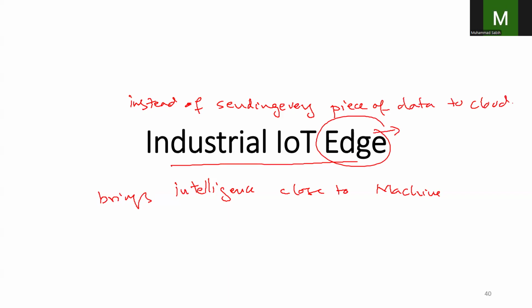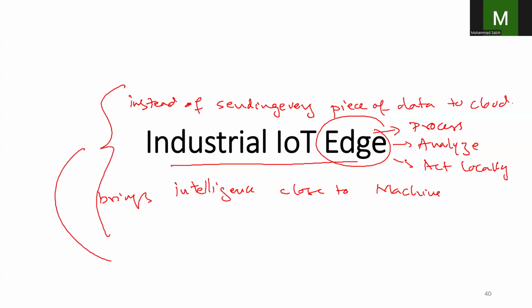What can it do? It can process data. It can also analyze, and even act locally. All of this gives us some very good benefits. So what are the benefits?